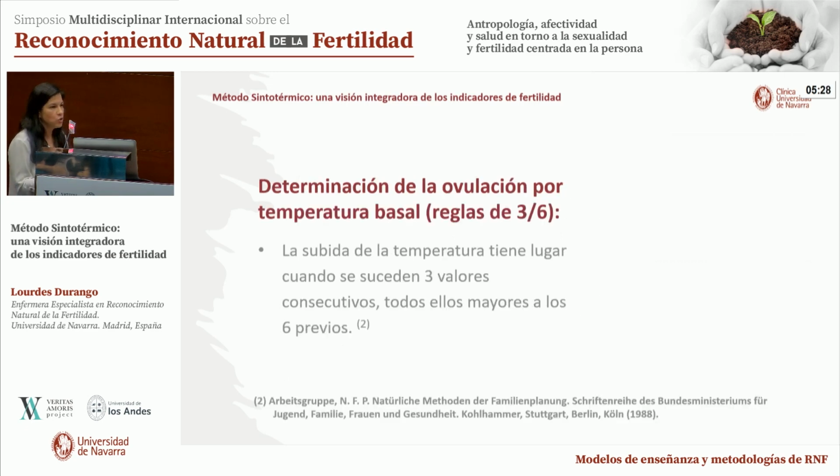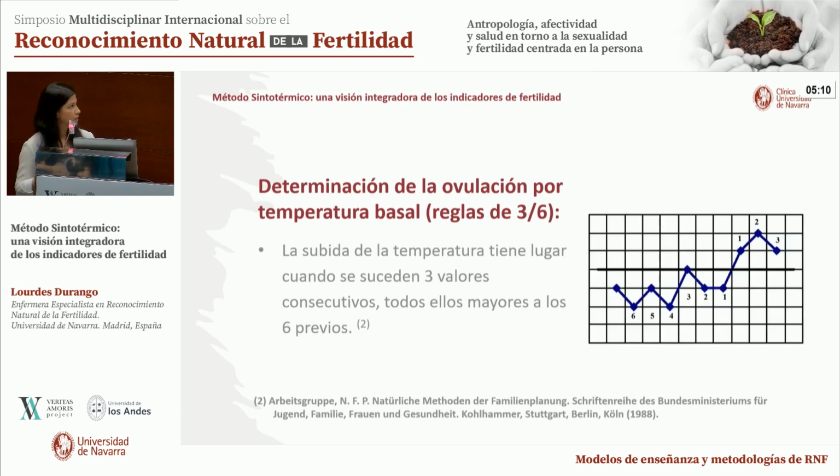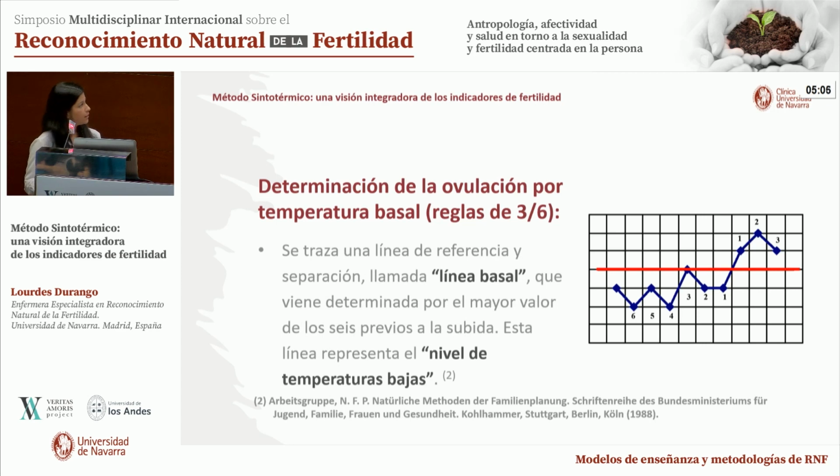And how do we know that the temperature has risen? How can we say that the temperature increase corresponds to ovulation? There are rules, the rule of 3: the increase of temperature has to take place when 3 consecutive values happen, all of them greater than the 6 previous. 3 temperatures over the 6 previous ones. And we can see the example there.